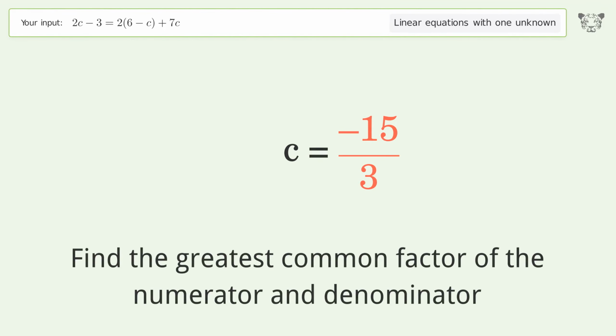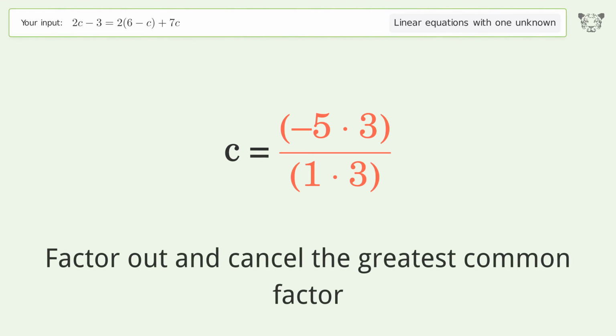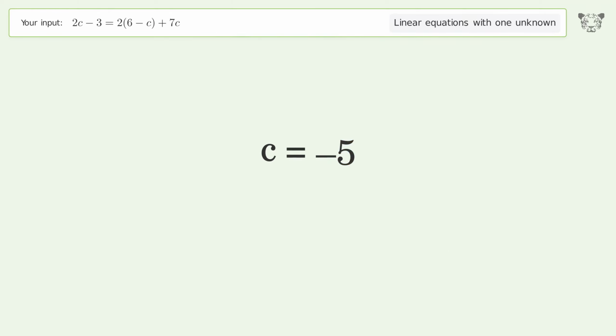Find the greatest common factor of the numerator and denominator. Factor out and cancel the greatest common factor. And so the final result is c equals -5.